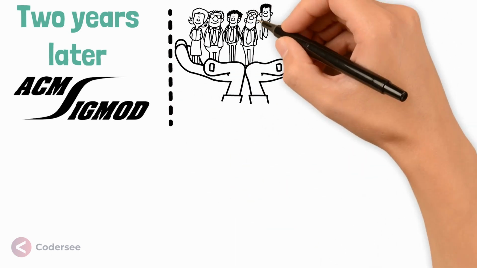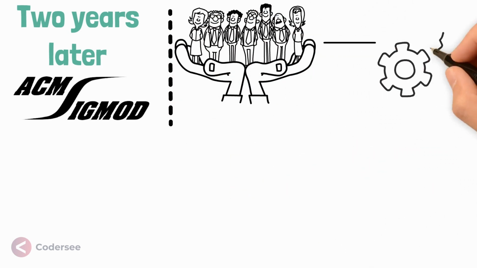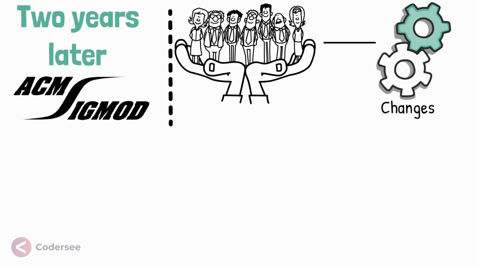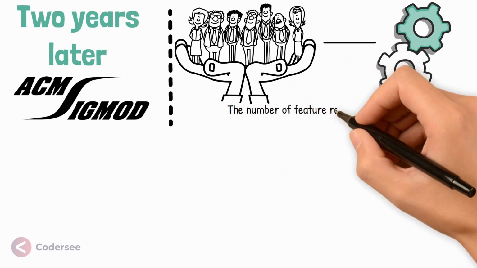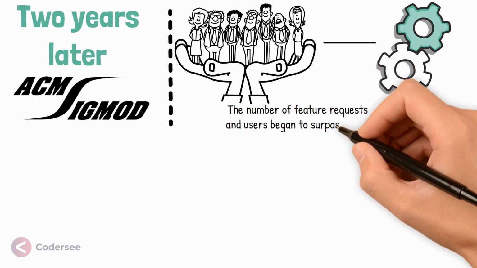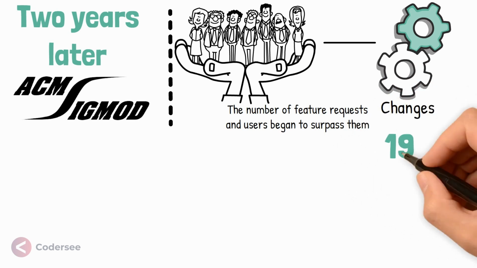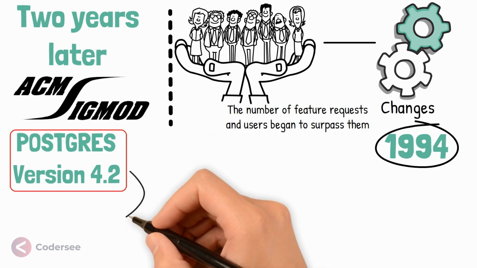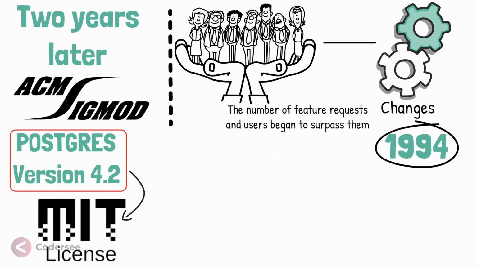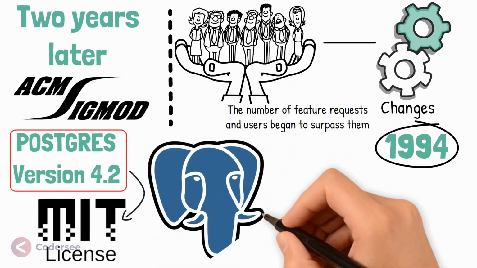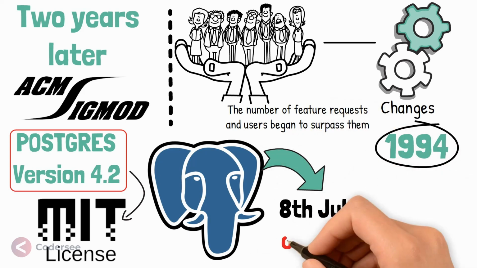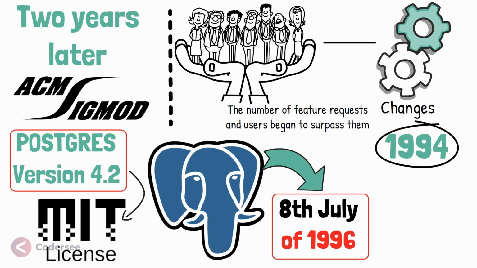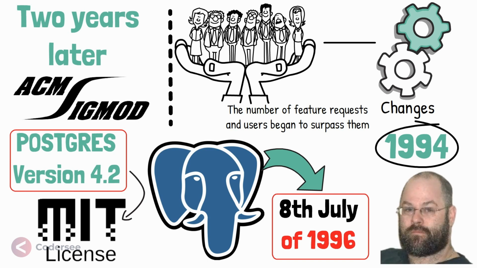The team was gradually releasing new versions with new features and changes. Nevertheless, the number of feature requests and users began to surpass them, and the project ended in 1994 and Postgres version 4.2 was released under the MIT license. As the official date of the PostgreSQL release, we take the 8th of July 1996, when Marc Fournier created the first non-university server for Postgres development.